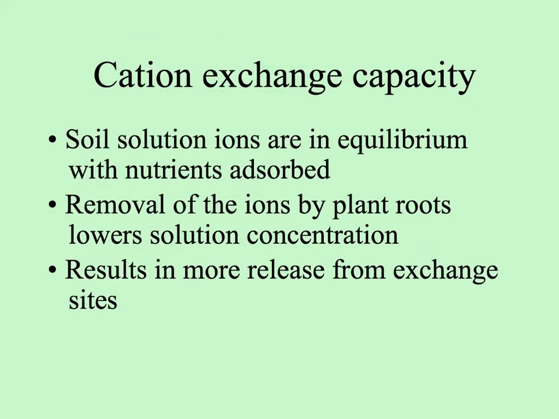Cation exchange capacity is affected by the pH of the soil. And the ions in solution are in equilibrium with the nutrients absorbed or held on to by the soil particles. The ions are removed by the plants, the solute concentrations in the soil is lowered, and this means more can be released from places in the soil that are holding these cations. In certain climates, if it rains too much, the soil will lose ions, and that will change its pH.